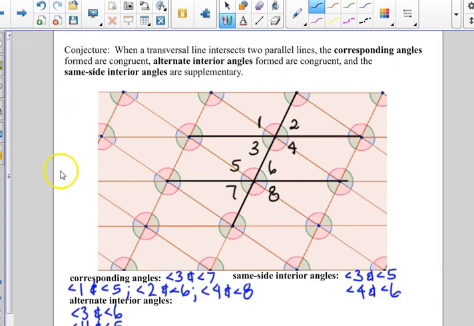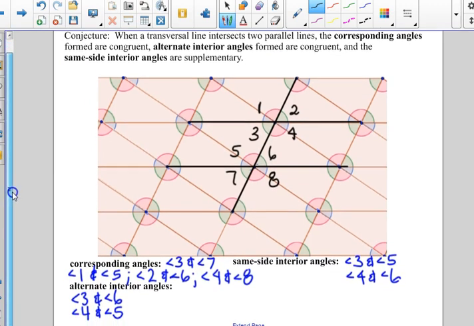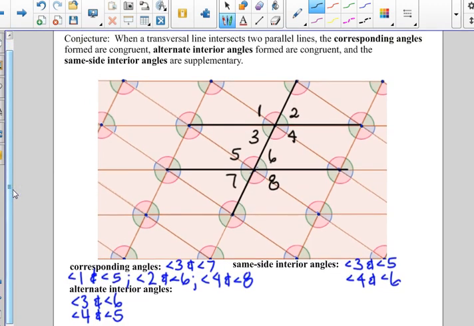The third conjecture that we came up with in class today was that when a transversal line intersects two parallel lines, the corresponding angles and alternate interior angles will both be congruent, and the same side interior angles will be supplementary. So for corresponding angles, if we're looking at the diagram, which I put above, angle 3 will be congruent to angle 7. And if you notice, they're colored the same color.